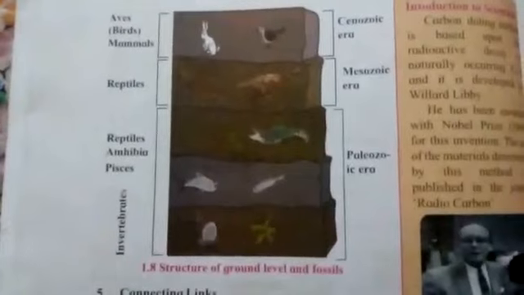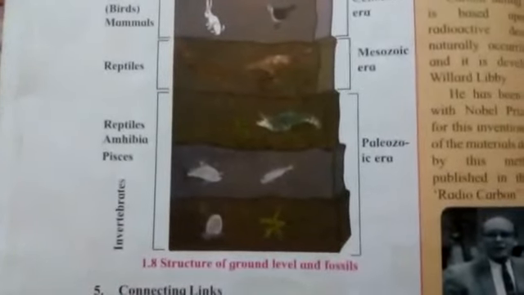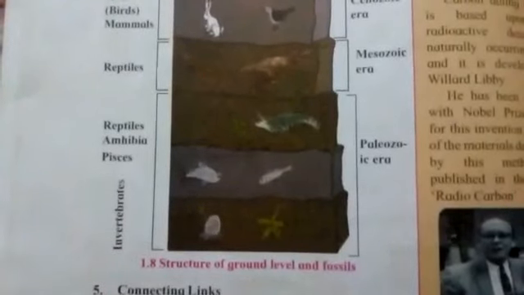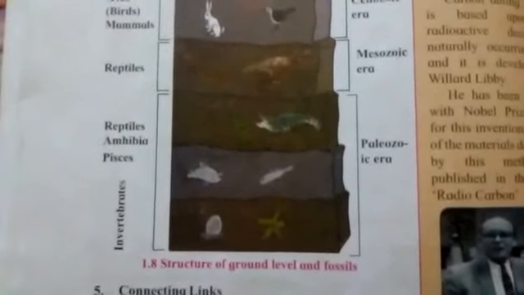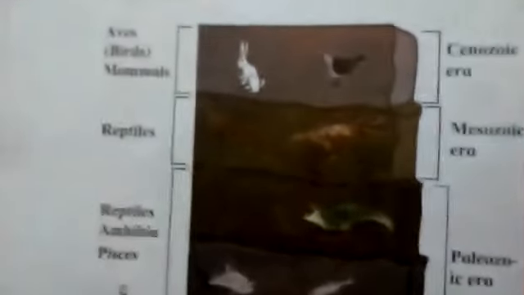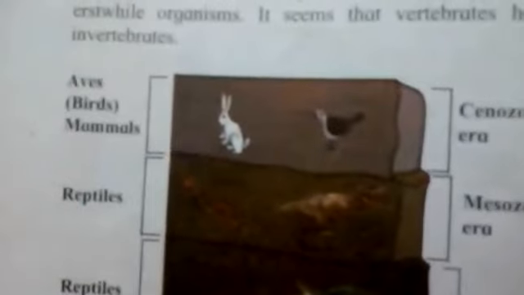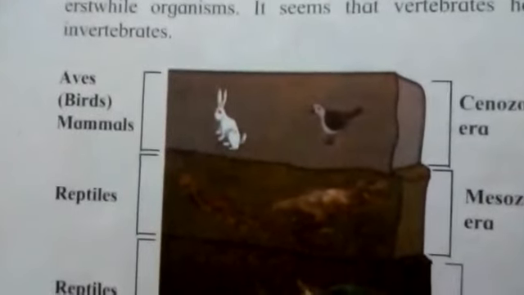Now you can see here the structure of the ground level and fossils. The fossils which are present at the bottom, you can see the starfish and this mollusk. That means this came first on the earth, then came the fishes, then other kinds of reptiles, then came the snakes and the dinosaurs, and then came the aves, birds, then these rabbit, mammals and all.